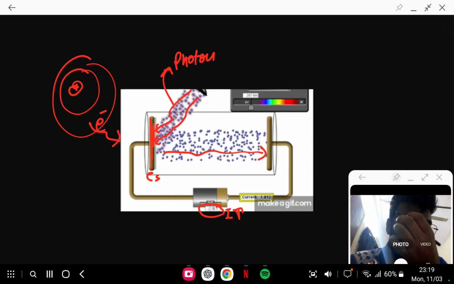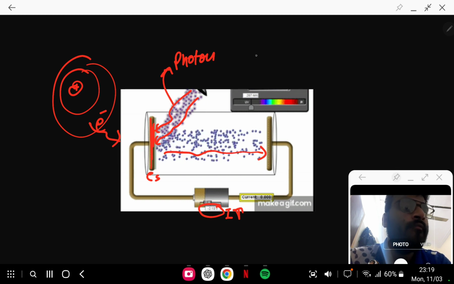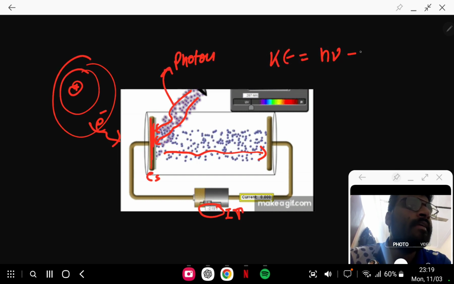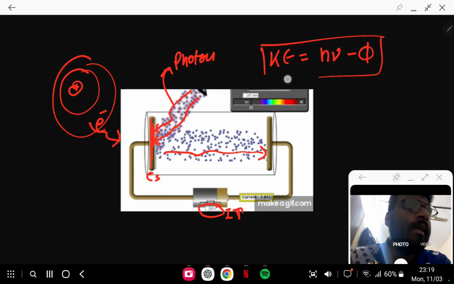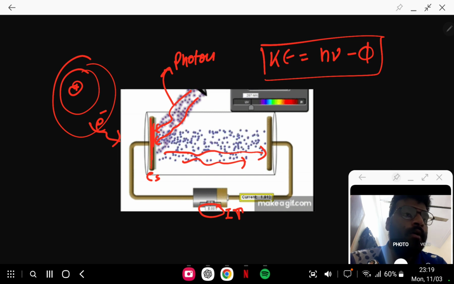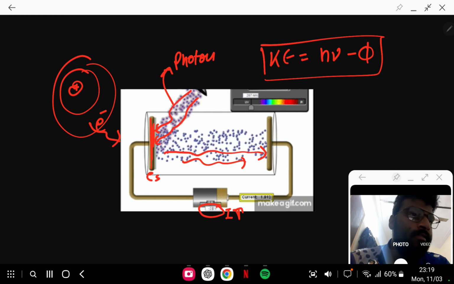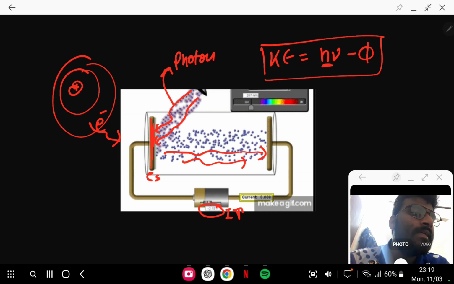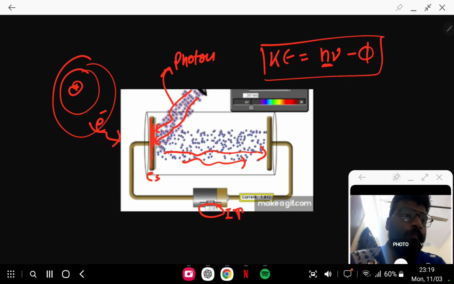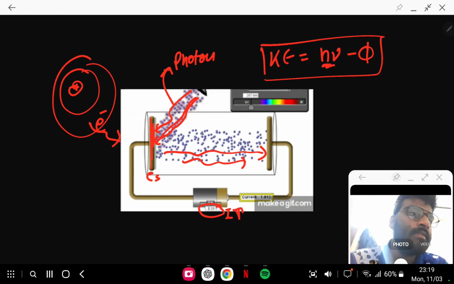The thing we need to know is a formula here: kinetic energy equals h nu minus phi. What is this kinetic energy? The kinetic energy of these electrons. The velocity of the electrons corresponds to the kinetic energy, and h nu is the incident light energy. Whatever light we are putting on the surface, that is h nu.